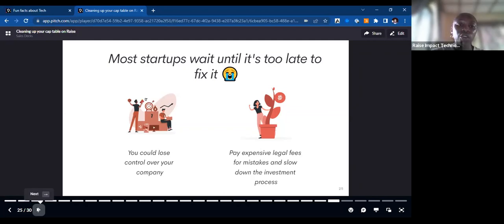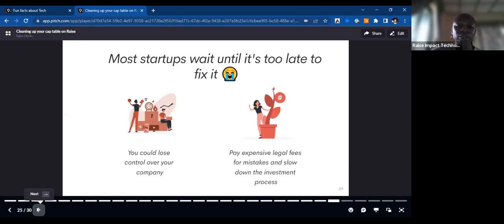This is because your cap table is basically the source of truth or source of information that you use to make financial decisions for your company. And if you wait until it's too late to have a clean cap table, you could end up losing control of your company. You could also end up paying expensive legal fees to fix these issues. And you could also slow down the process of raising money and your investment process. Now, how do we avert this problem?